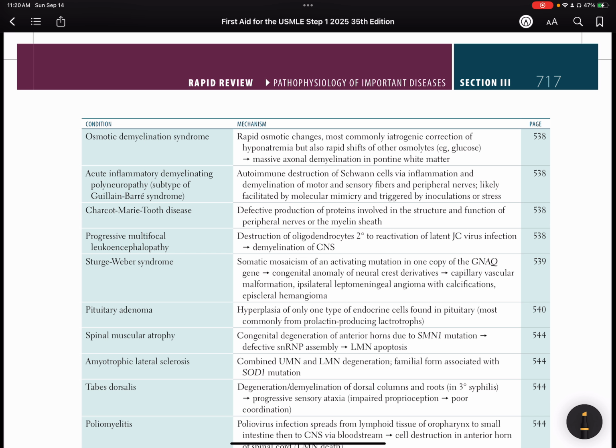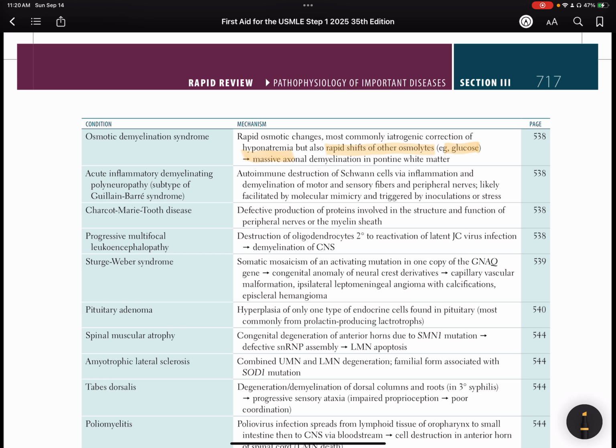What is osmotic demyelination syndrome? Osmotic demyelination syndrome occurs when rapid osmotic changes occur, most commonly iatrogenic correction of hyponatremia, but also rapid shifts of other osmolytes like glucose. It causes massive axonal demyelination in pontine white matter.